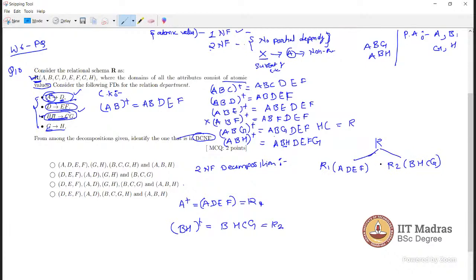Is this decomposition lossless or lossy? A, B, C, D, E, F, G, H. If I take the intersection, it is lossy, right? So I need to add one more relation, R3. What will that relation be? In the last session we discussed this.